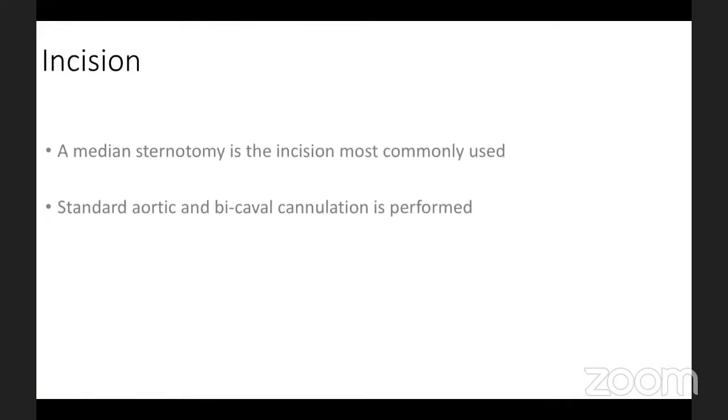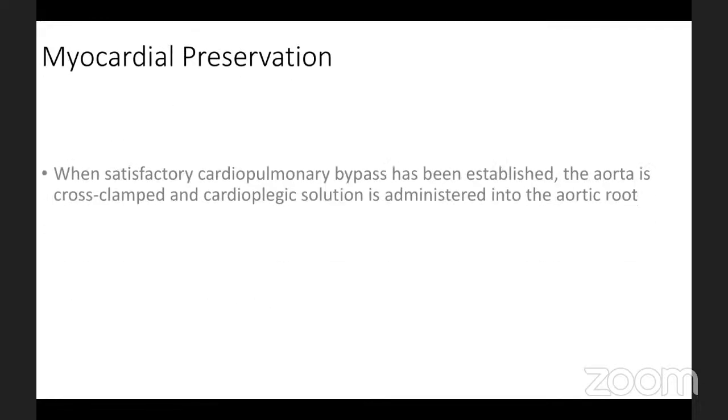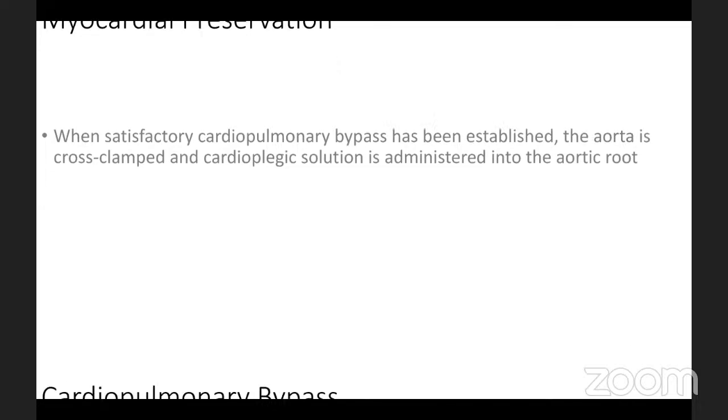So operative technique, the incision: usually the median sternotomy is the most used. Also nowadays, the robotic approach, with the standard bicaval cannulation. For myocardial preservation, when satisfactory cardiopulmonary bypass has been established, the aorta is cross-clamped and cardioplegic solution is administered into the aortic root.